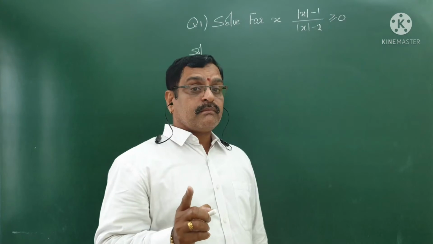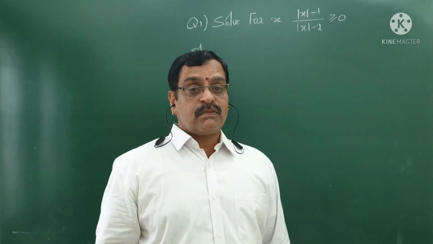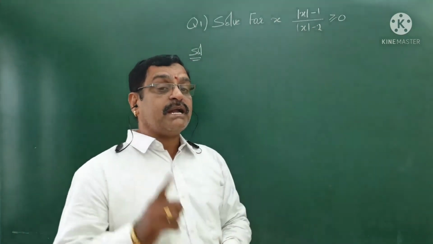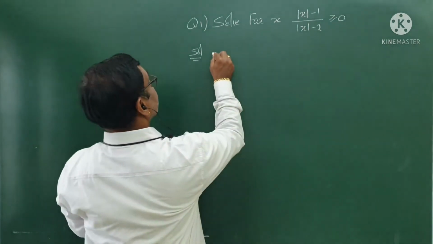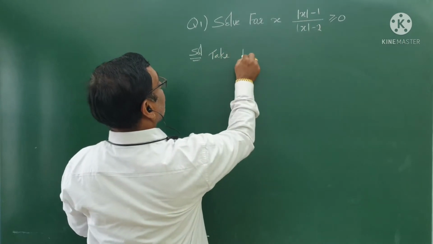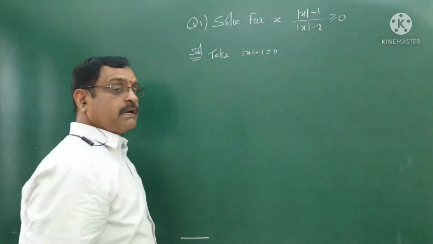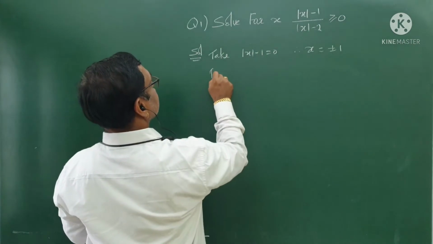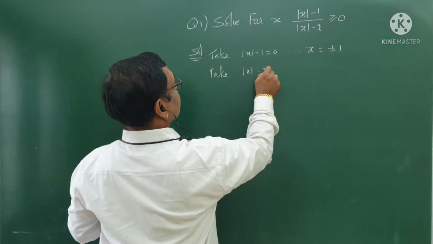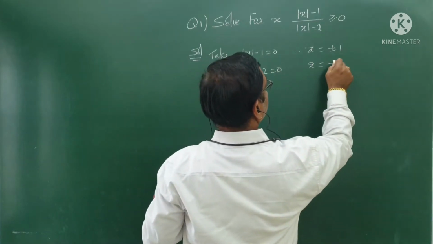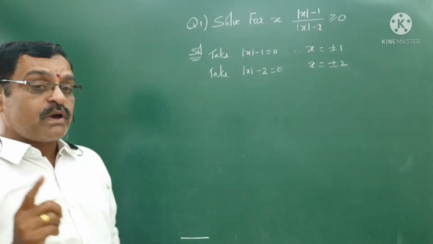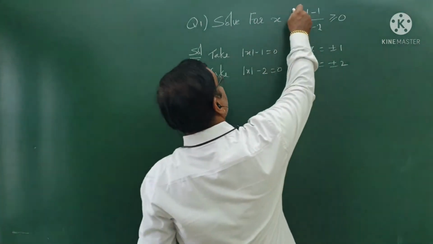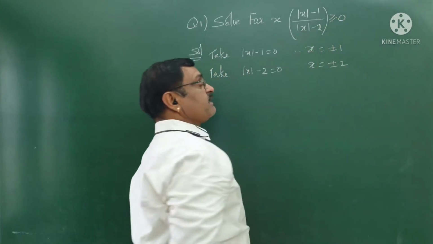Whenever these types of rational expressions are given, take first the numerator and solve it for x. So first of all, take mod of x minus 1 is equal to 0 and solve it. Of course, we get x is equal to plus or minus 1. Similarly, take mod x minus 2 is equal to 0, therefore x is equal to plus or minus 2. This plus or minus 1 and plus or minus 2 are called critical points for the expression mod of x minus 1 upon mod of x minus 2.